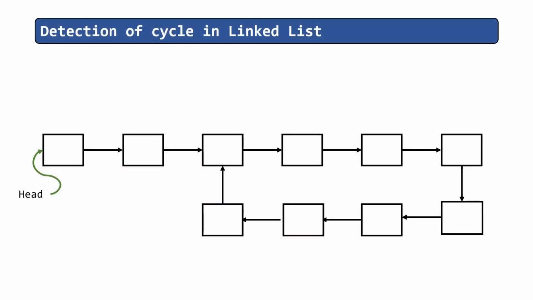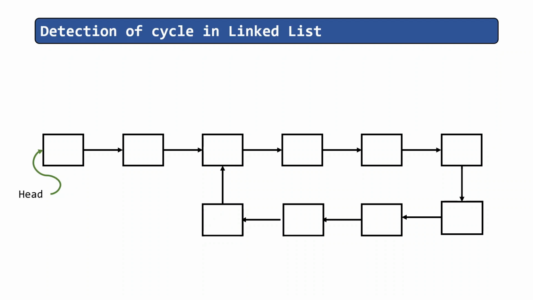In this video we will be talking about detection of cycle in linked list, or how we can detect whether a loop is present in a linked list or not. So let's get started. Here I have a linked list in which a loop is present and its last node is connected to the third node, and we have a head pointer which is pointing to the first node of the linked list.